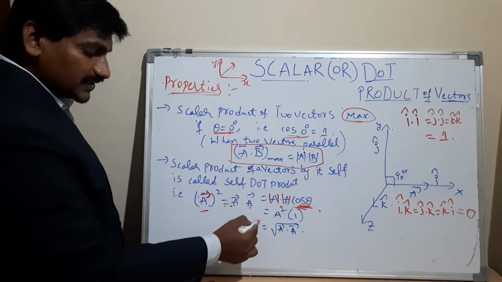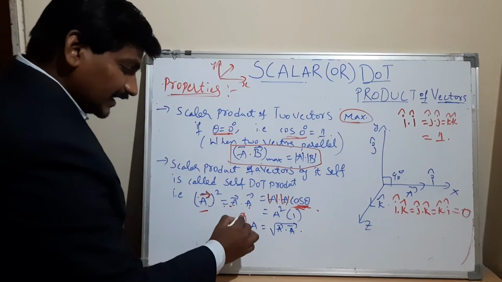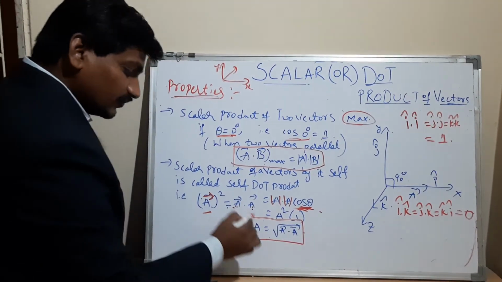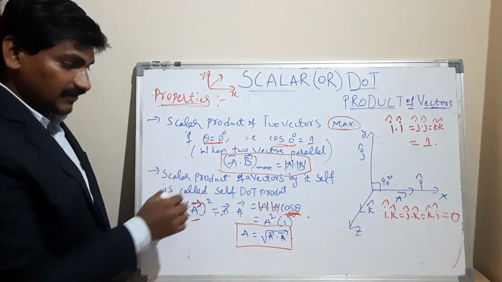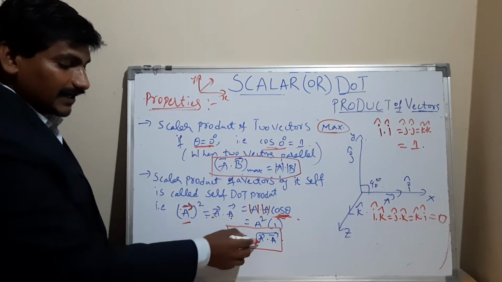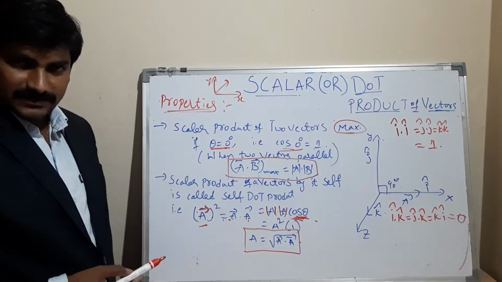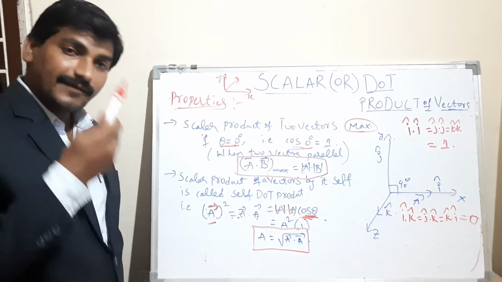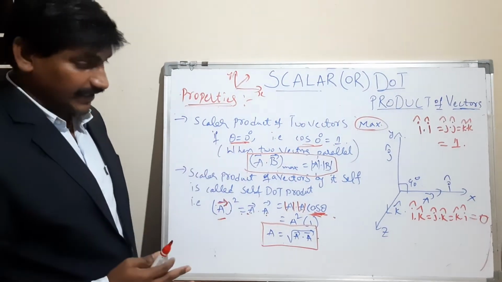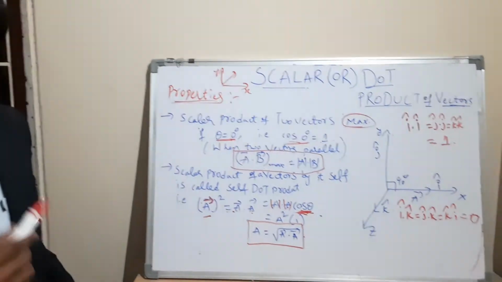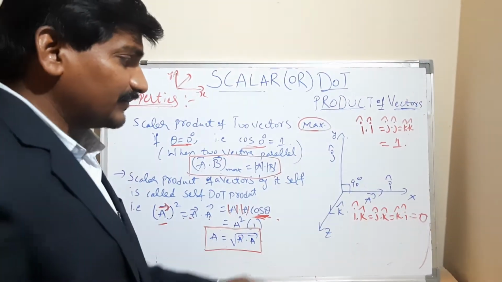Again, if I remove this square, then on the other side the root will come. So indirectly, the product of two vectors, if they are in the same direction or if it is a self dot product, then you will get the square root of the product of those two vectors. That is nothing but the magnitude only you will get. That is the most important thing in the entire dot product which you need to understand.